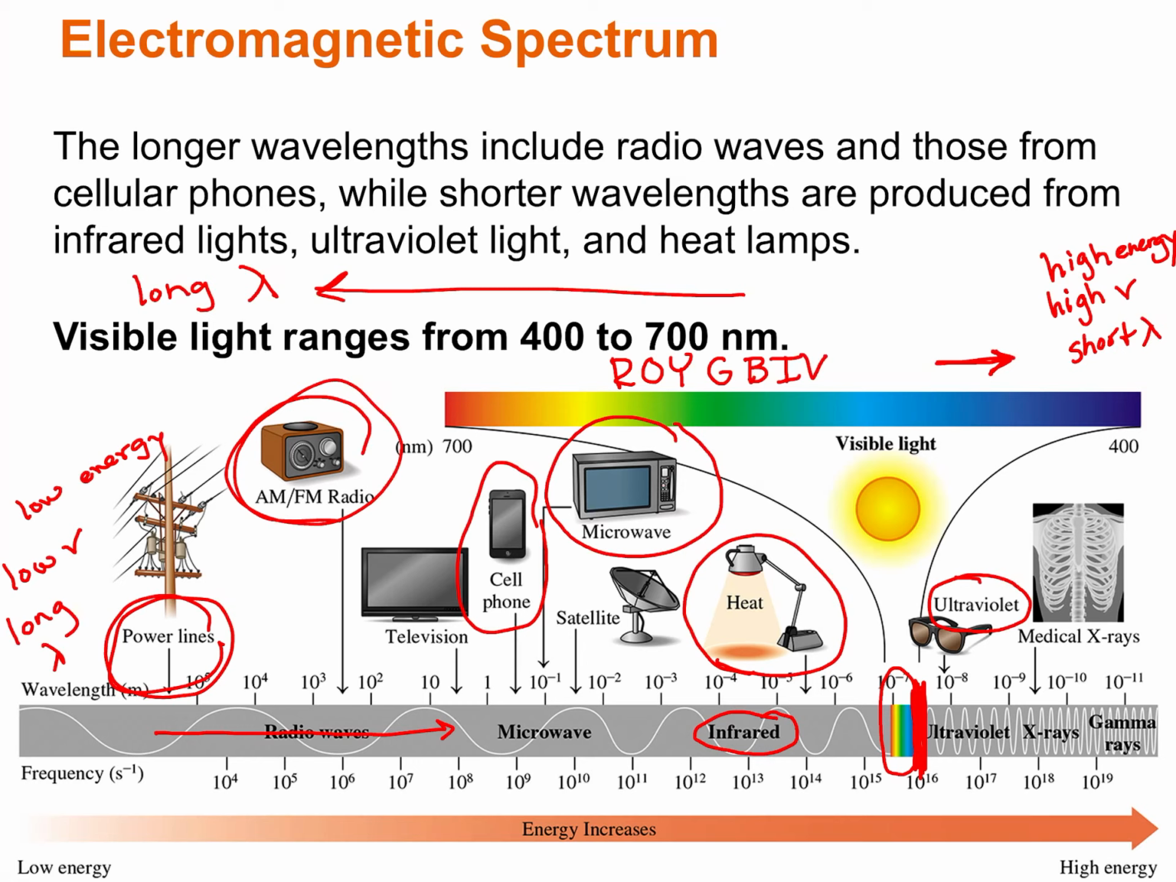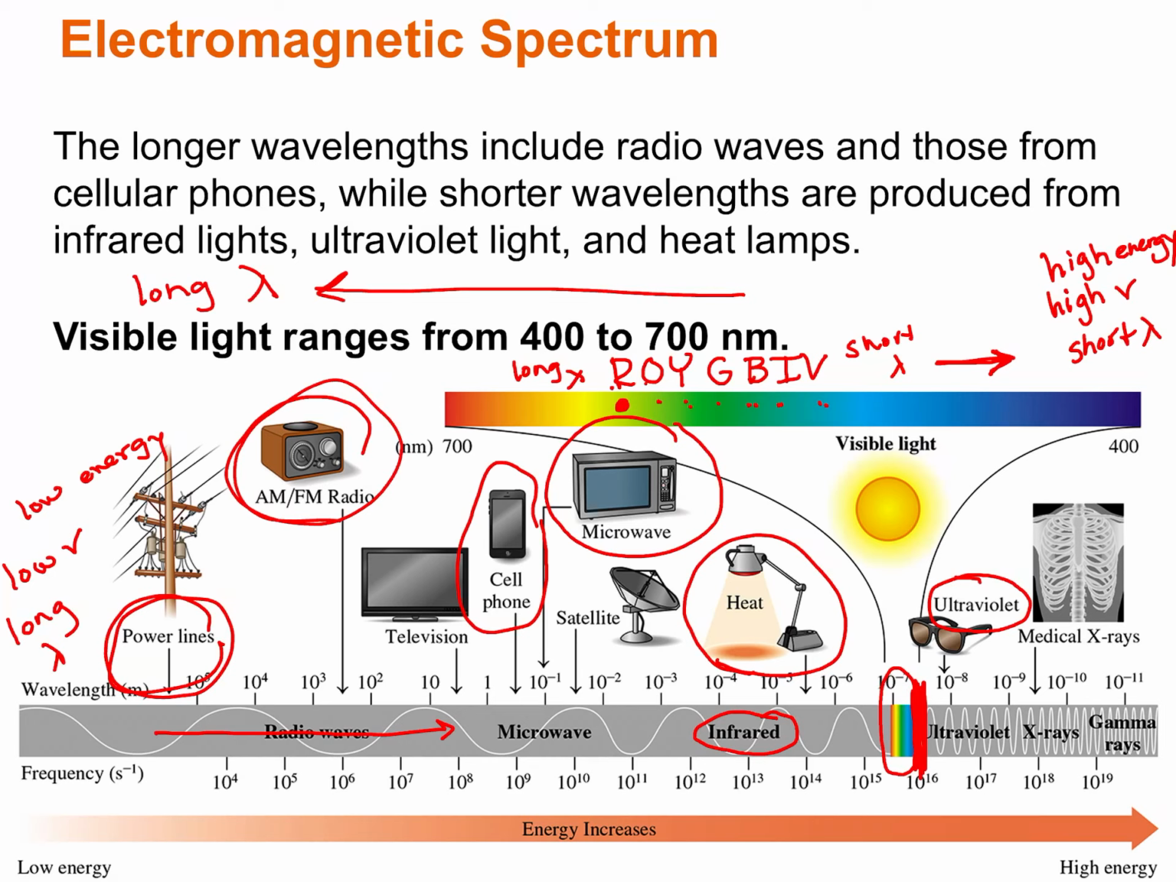So Roy G. Biv tells you the colors of the rainbow, and they are in order of decreasing wavelength. Red has the longest wavelength, and violet has the shortest wavelength, okay? And this stands for red, orange, yellow, green, blue, indigo, violet. And you need to know this because we're going to use it for the flame test lab.